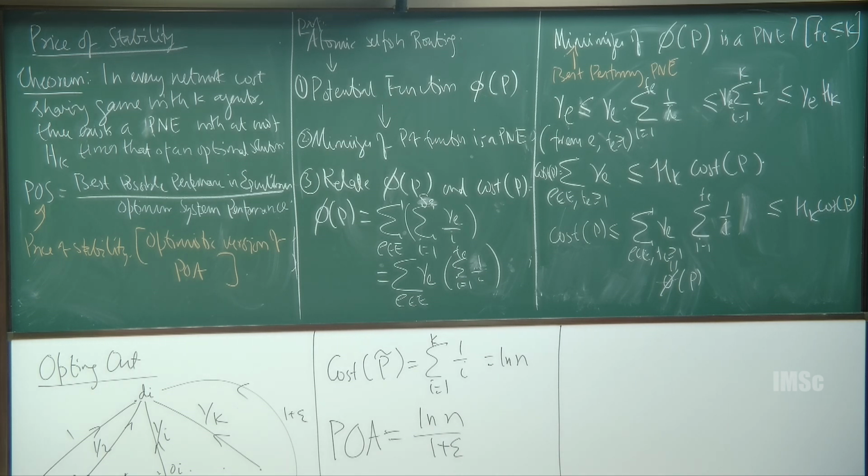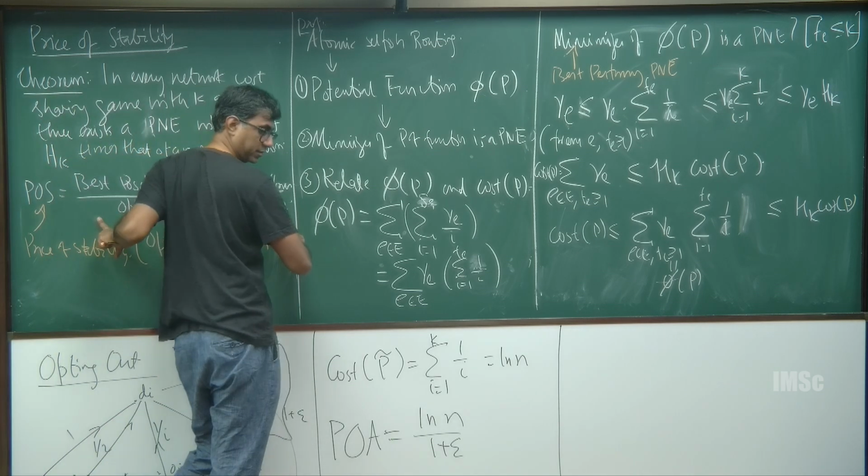Let P denote the PNE minimizing my potential. And let P star be an optimum outcome. Like P star is an optimum outcome, right. That may not be a PNE, nothing, this is the optimum system performance.